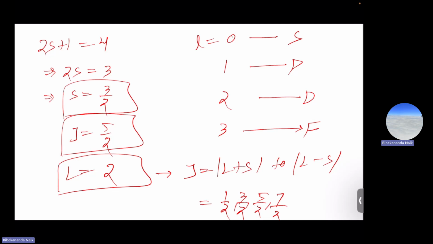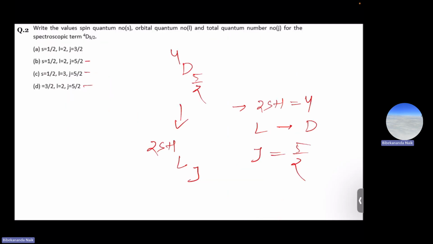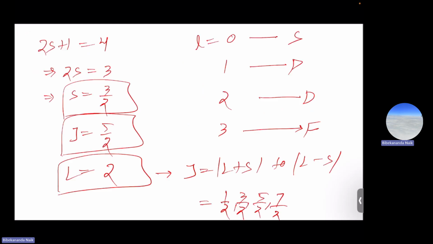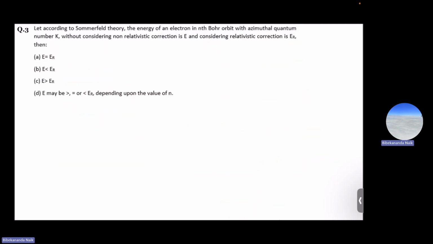So there can be 4 levels by the combination of S equal to 3 by 2 and L equal to 2. But here only one state was given, which is J equal to 5 by 2. So the correct option is S equal to 3 by 2, L equal to 2, and J equal to 5 by 2. So the correct option is option D. I hope this is clear to everyone. Now we'll move to question number 3.